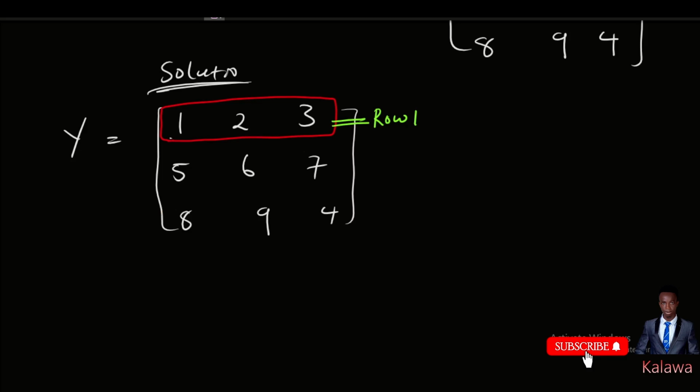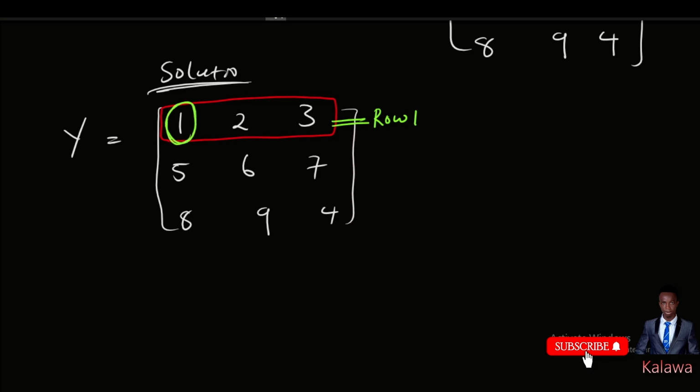Now the second step is, for each element of that row, you are going to find the minor of that element. How many elements do we have in this row? We have 3 elements, that is 1, 2, and 3. So we are going to find the minor of each element. Let's say I want to determine the minor for 1.